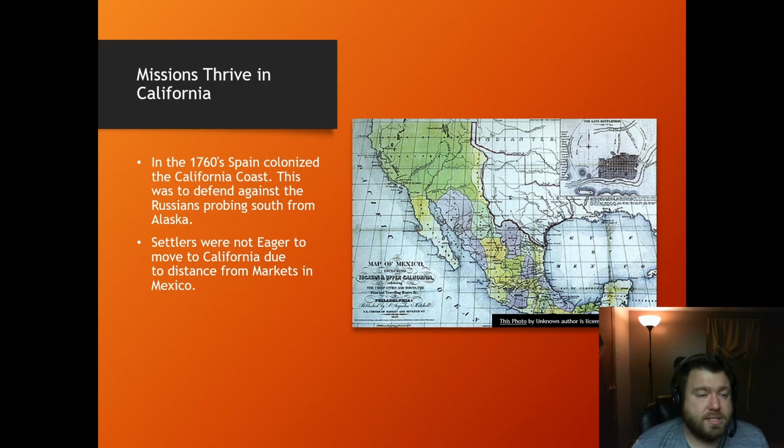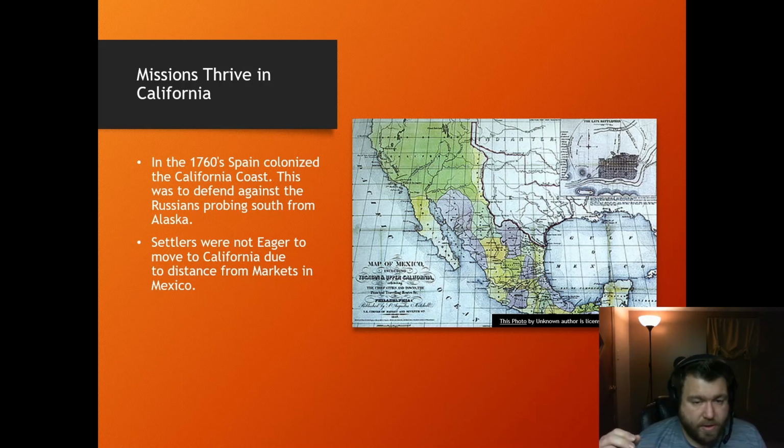In the 1760s, Spain colonized the California coast. This was to defend against the Russians probing south from Alaska. Like I said before, that buffer zone helps protect against an invading army. Settlers were not eager to move to California due to distance from markets in Mexico. Once again, the Spanish, their major power, their major development was in what is modern-day Mexico.